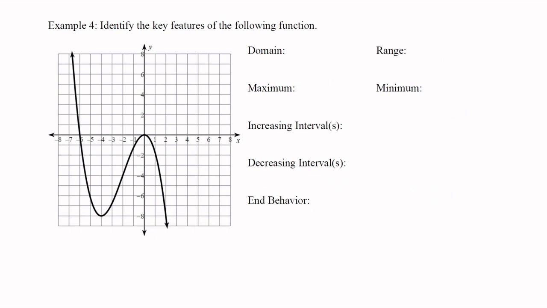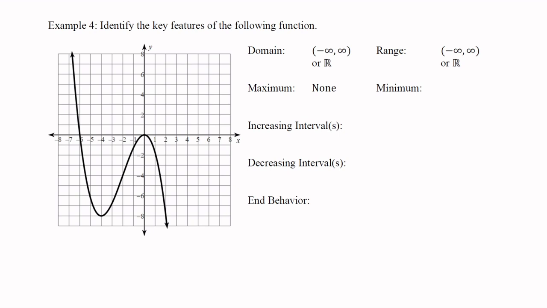In example 4, our domain. We have an arrow on the left, we have an arrow on the right, so our domain is negative infinity to positive infinity. Our range, we have an arrow pointing down and an arrow pointing up, so it's also negative infinity to positive infinity. We have a maximum, but it is not an absolute max, so there's no maximum if there's not an indication as to either we're talking about absolute or relative. Assume we're talking about absolute. There is no absolute maximum.